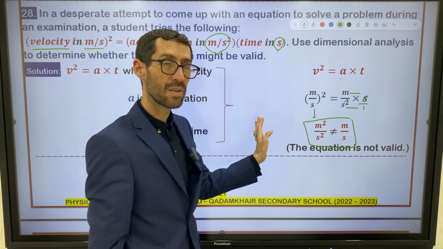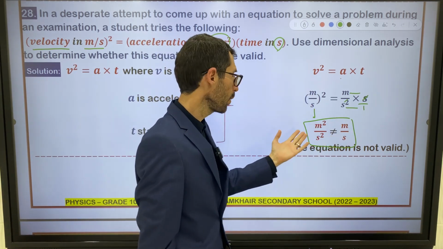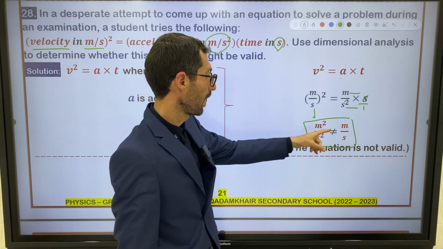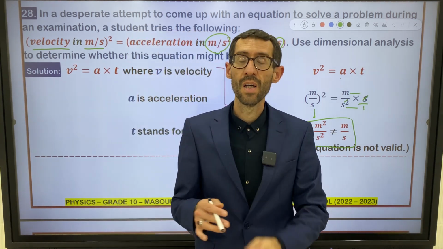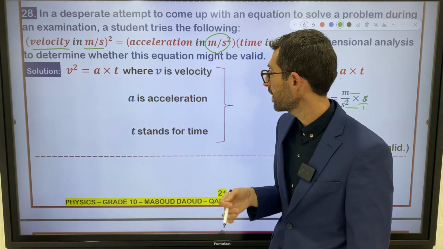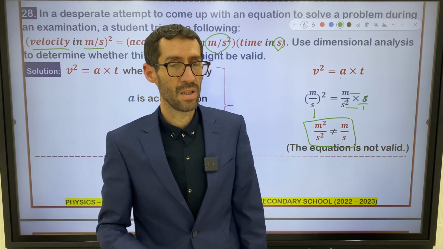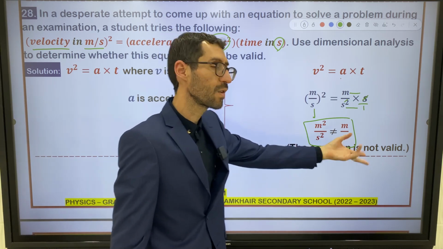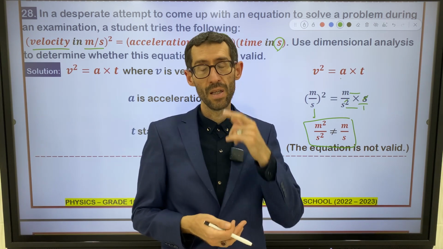So is this equation valid? Is the left part balanced with the right part or not? No, they are completely different. Meter squared divided by second squared is not equal to meter per second. So this equation is wrong. We don't accept it, and this is the solution. At last we can say the equation is not valid. Dimensional consistency is not achieved.